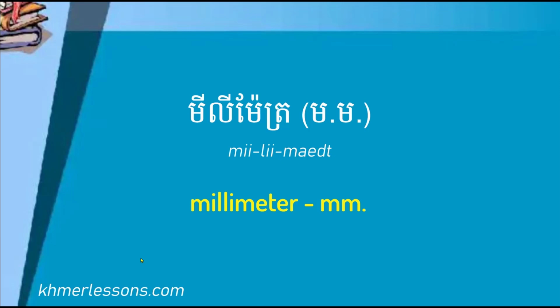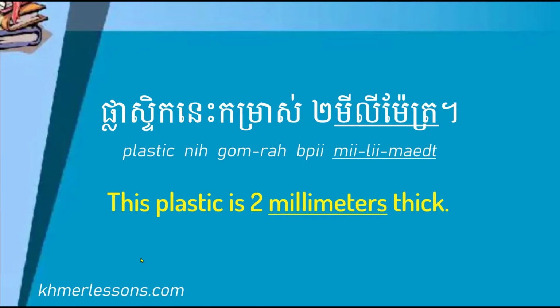Millimeter. Ba millimeter. Millimeter. Ba millimeter. This plastic is 2 millimeters thick. This plastic is 2 millimeters thick.